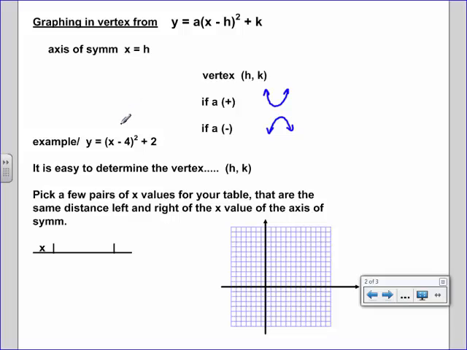Okay, for an example, when you look at this problem, you can say, well, here's h, which is 4, and here's k, which is 2, so I can immediately know my vertex is 4, 2. Now be careful, because minus is part of the form, so this 4 is a positive 4. So we have the vertex at this point, which is 4, 2. So we could plot that right now. And we know our axis of symmetry is the same as the x value of the vertex, 4.